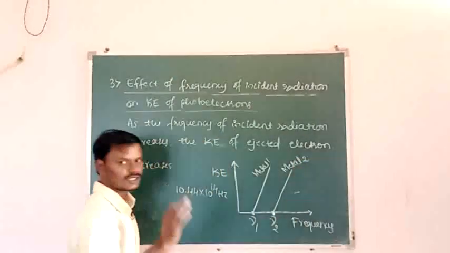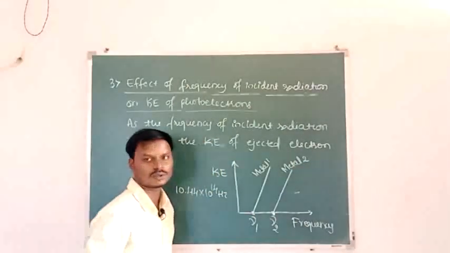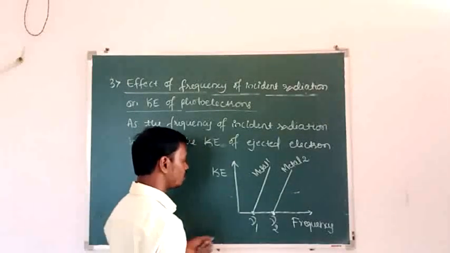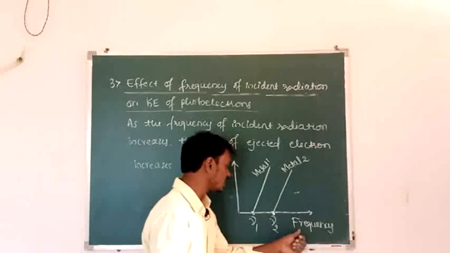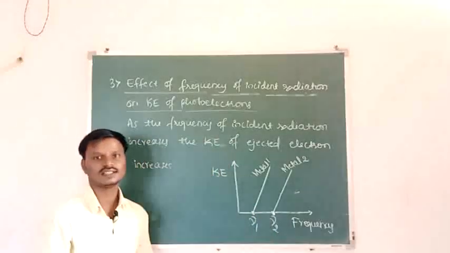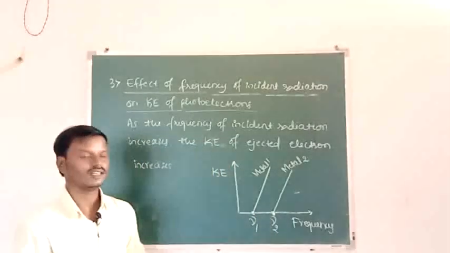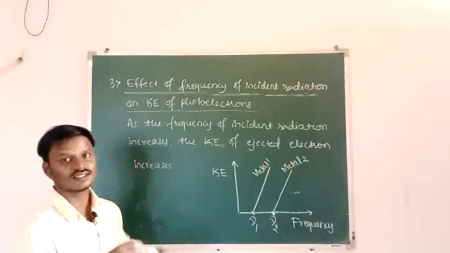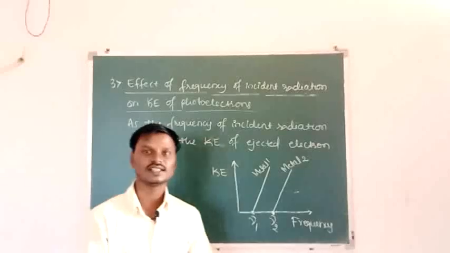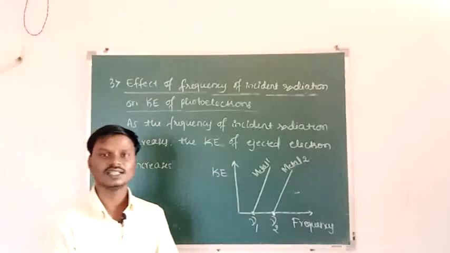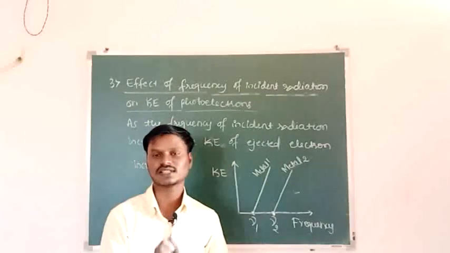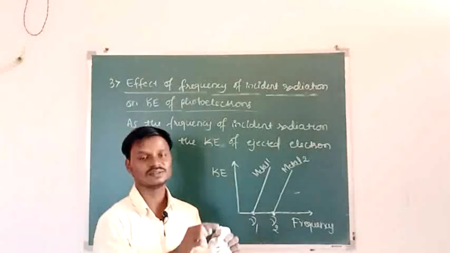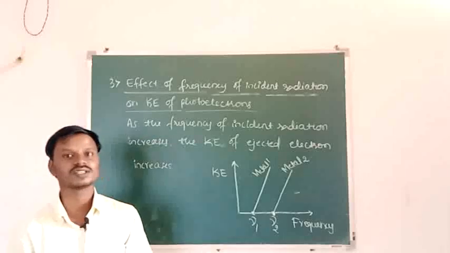I took here two metals, metal 1 and metal 2. This is a graphical representation of the relation between frequency of incident radiation and kinetic energy of the ejected electron. Then if the energy of incident radiation is less than the work function, what happens? The kinetic energy becomes negative. Kinetic energy can never be negative. If the kinetic energy is negative, then the photoelectric emission is not possible.